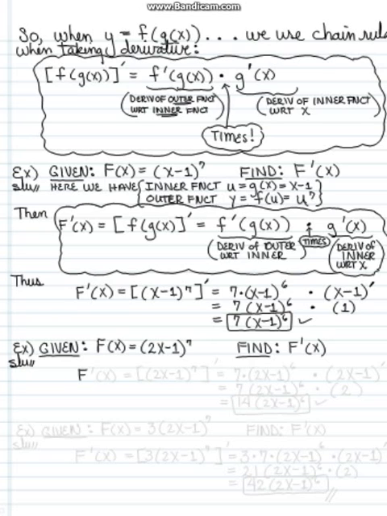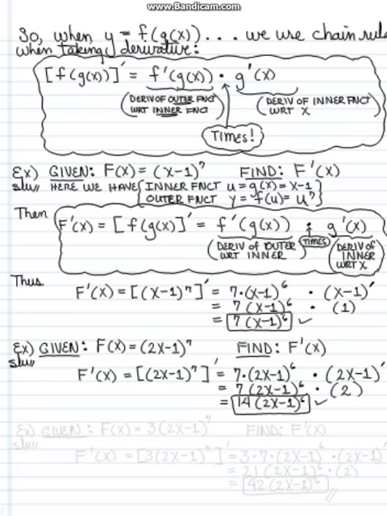Solution. Capital F prime of x is equal to [(2x minus 1) to the 7th power] prime. Use the power rule, 7 times (2x minus 1) to the 7 minus 1 power times, here comes the chain, the derivative of the inner function, 2x minus 1. So that derivative is 2. 2 is the derivative of 2x minus 1. So bring the 2 in front, we get 14 times (2x minus 1) to the 6th power.